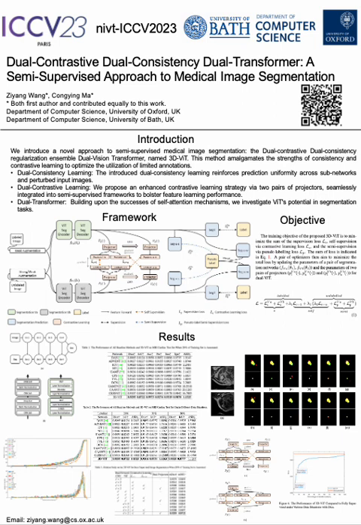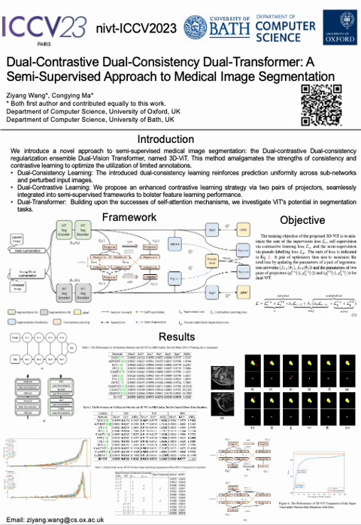The first one is called dual consistency learning. The introduced dual consistency learning enforces prediction uniformity across subnetworks and augmented input images. For best compatibility with the contrastive learning, ensembled pseudo-labels generated via weakly augmented images and masked with a confidence threshold are utilized for unlabeled data. The second one is called dual contrastive learning.